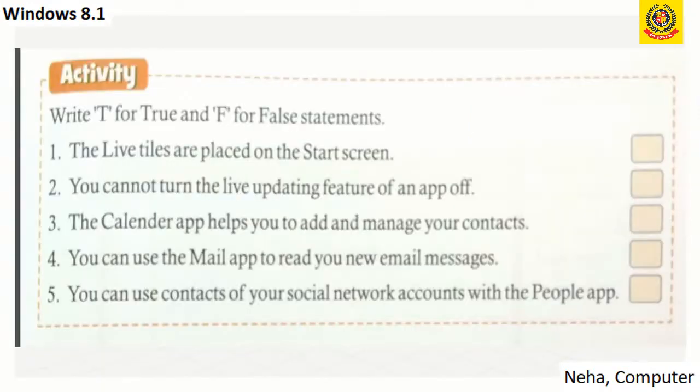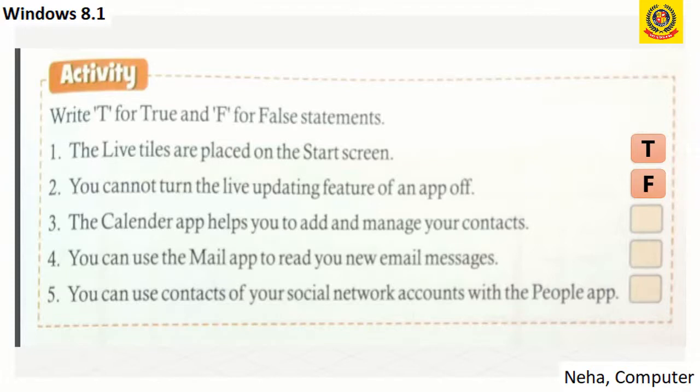Now let's do the activity. Here we have to write true or false for the statements. First one, the live tiles are placed on the start screen. It is true. On the start screen, the live tiles are present. Second, you cannot turn the live updating feature of an app off. It is false. That means the live updating feature of a particular app can be turned off.